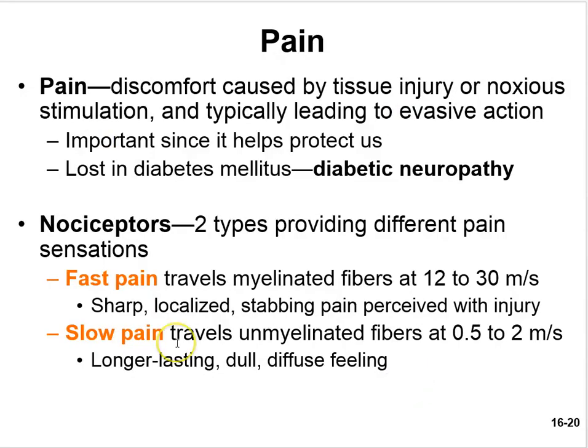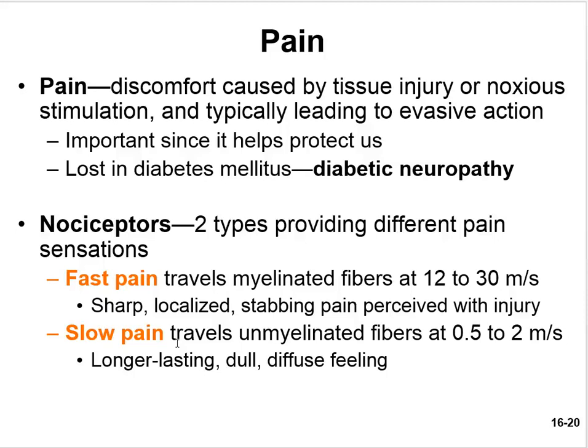Pain. Pain is any discomfort caused by tissue injury or noxious stimulation and typically leads to evasive action. It's important because it helps protect us to know when damage has occurred, so we take care of it and have the appropriate behaviors. Sometimes nerves or receptors are lost in the disease diabetes mellitus because of diabetic neuropathy.